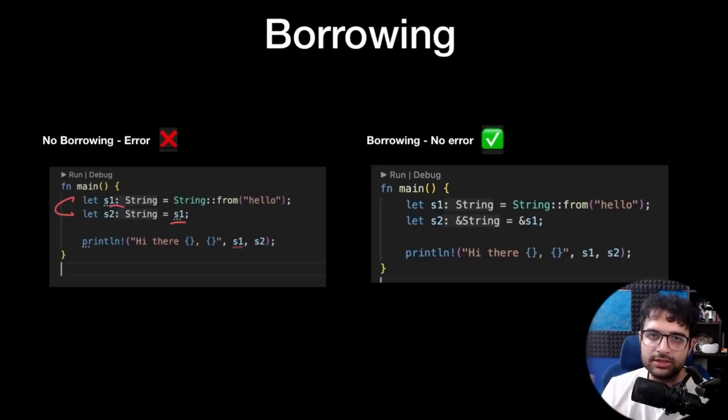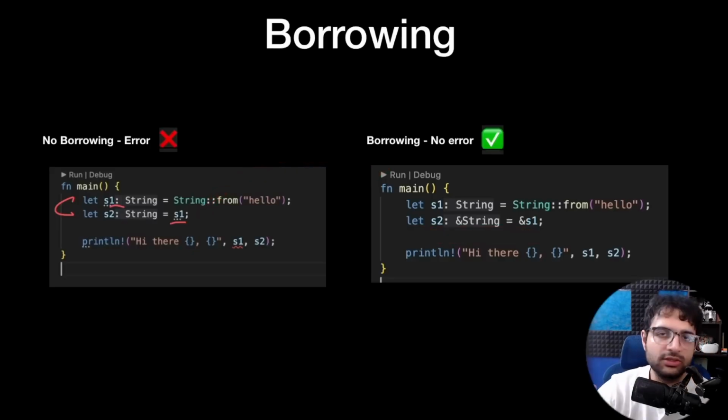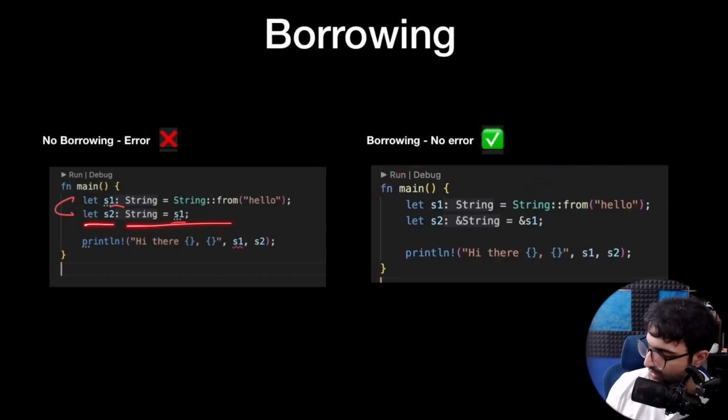Ownership rules work a certain way. If you want this code to work, either clone the string or use references, that is fine. But don't point two owners to the same value. I will not let you. Cool. That is what borrowing is, what is happening on the right over here. Rather than doing let s2 equal to s1, I'm doing let s2 equal to &s1.